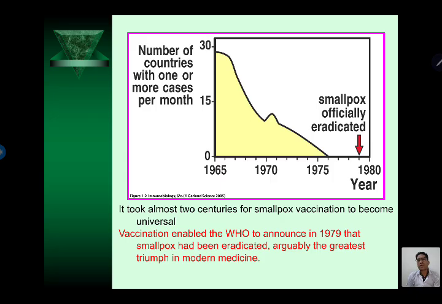It took almost 2 centuries for smallpox vaccination to become universal. Vaccination enabled the WHO to announce in 1979 that smallpox had been eradicated, arguably the greatest triumph in modern medicine.